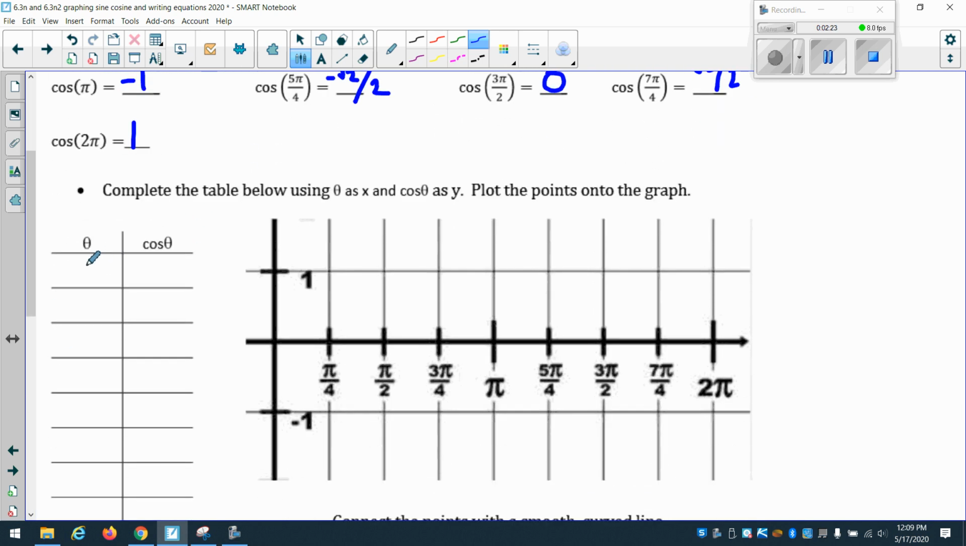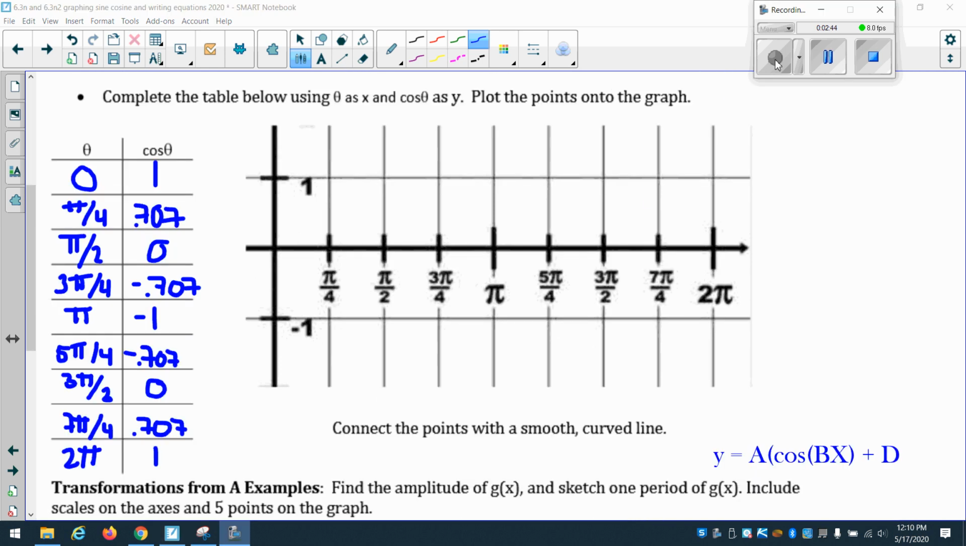So cosine of 0 was 1. Cosine of pi over 4, if I put that in my calculator, it's 0.707. Fill out the rest of the chart. Okay, so I filled out the rest of the chart, and all I did is took the values above and wrote them on a table of values and converted the root 2 over 2 to a decimal.